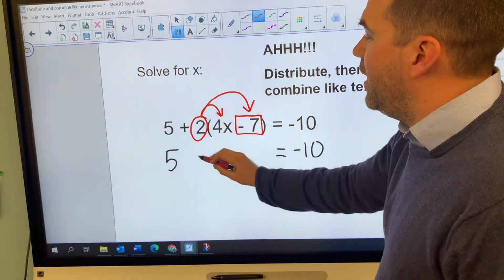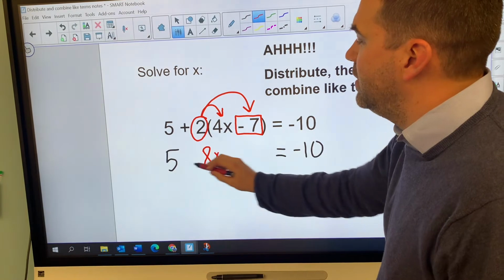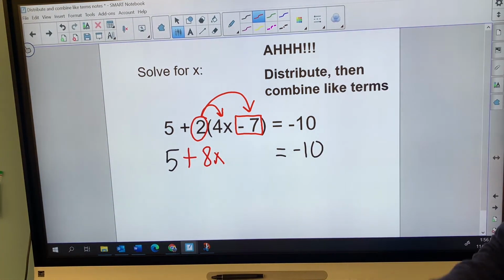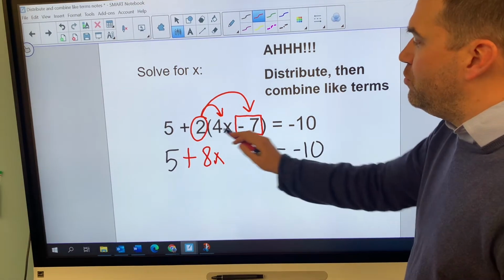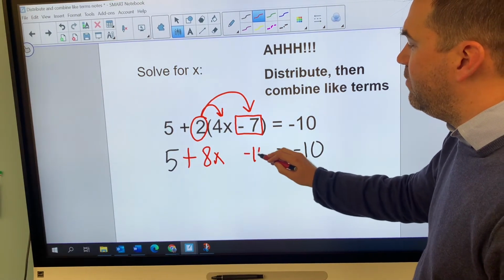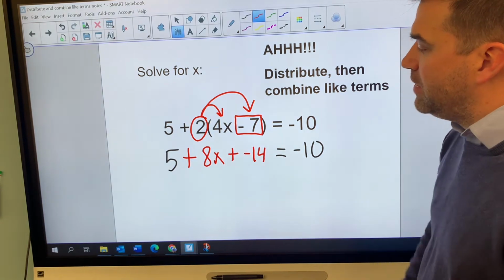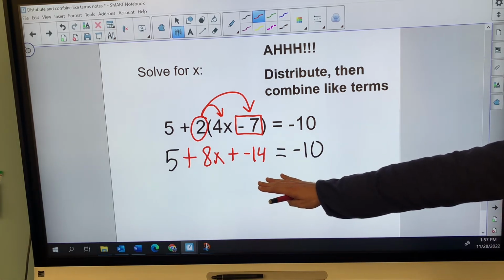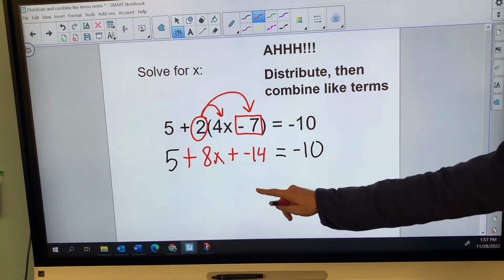2 times 4x is 8x. I'm adding those two terms together. Don't forget, we always need to assign something between those two terms. 2 times -7 is -14. I'm going to put a plus sign in between those two terms. Now I'm looking for like terms. I don't have a two-step equation yet. I don't get to yes yet.